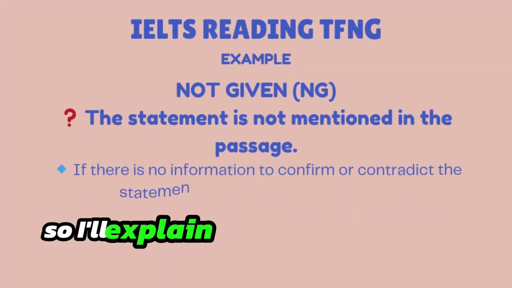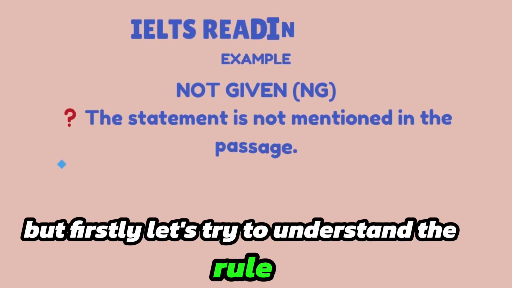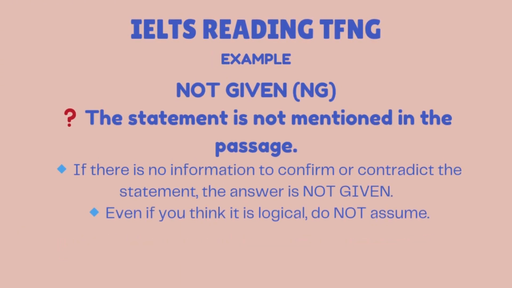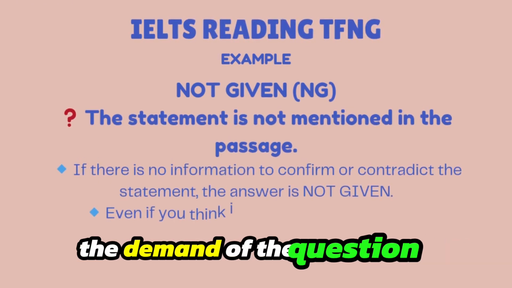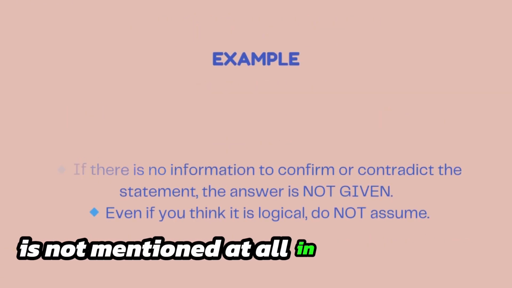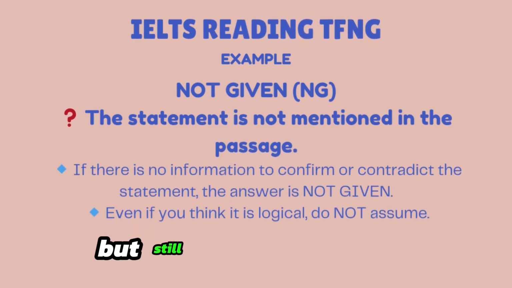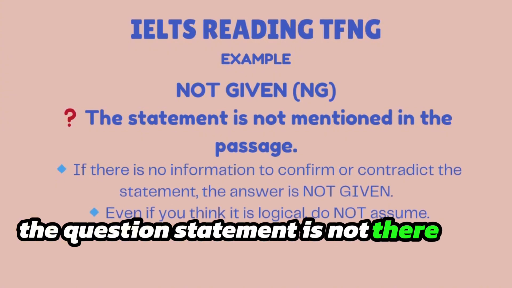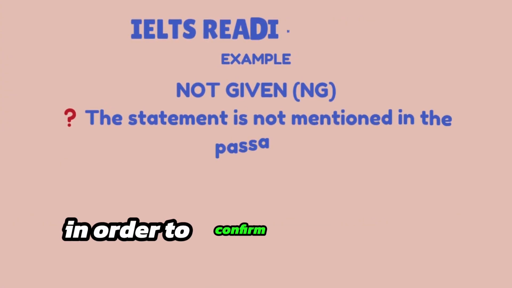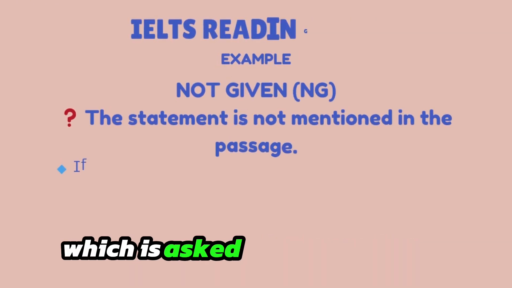I'll explain these rules with an example, but firstly, let's try to understand the rule. If the question statement, the demand of the question, is not mentioned at all in the passage, which means the passage is full of sentences, but still the information in the question statement is not there in the passage. There is no information to confirm or to contradict what is asked in the question.